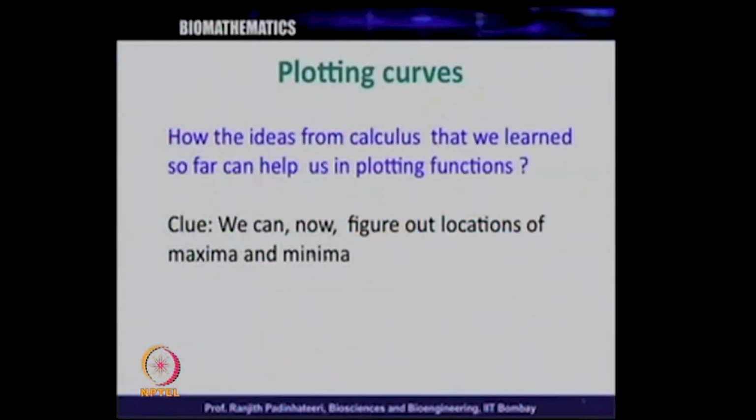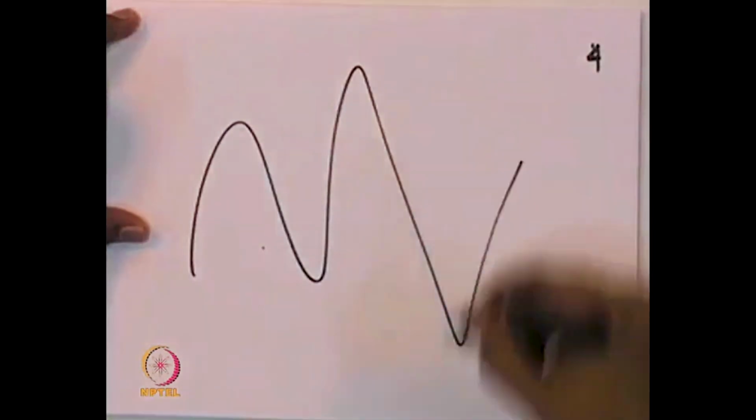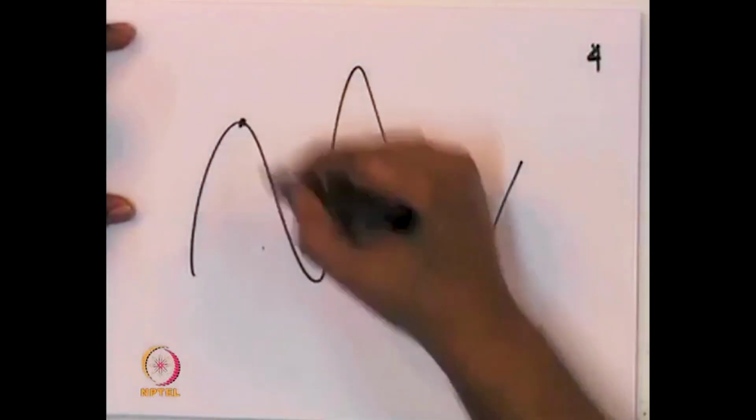And what are the ideas? The ideas we learned in the last few lectures, for example, we learned about maxima and minima. The clue which I wrote here is that we can now figure out the locations of maxima and minima of any function. We can know where a function has maxima and minima. So, what does it mean to say a function has maxima and minima? Let us think about it. Let us say you have some function that looks like this. So, this is a maxima, this is a minima.